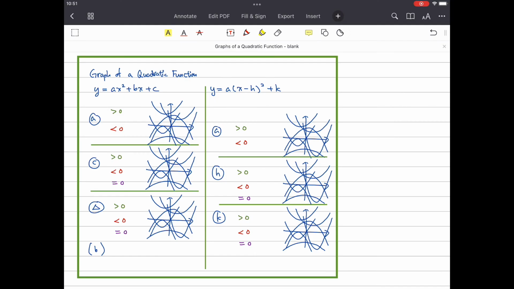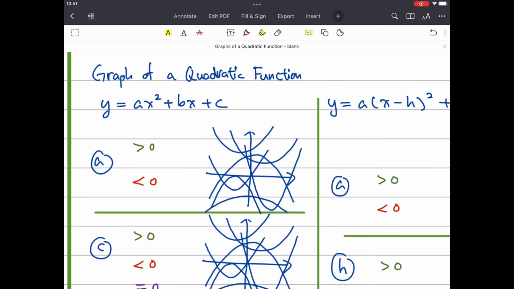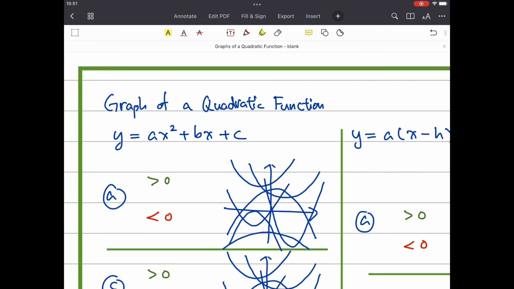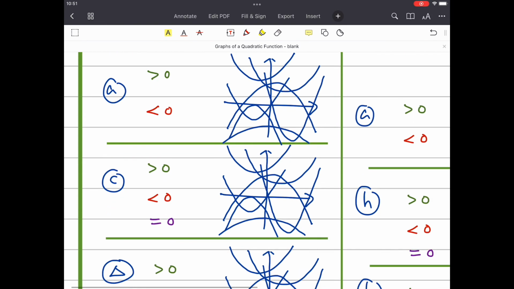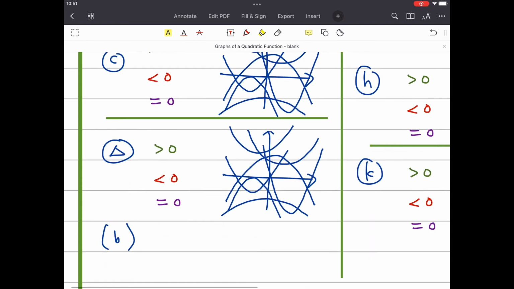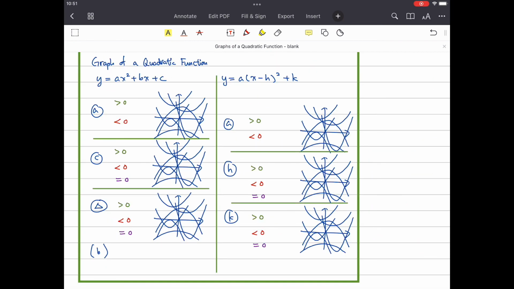To learn better, you are now given an exercise to try. For example, for a, you need to judge which curves actually refer to a greater than 0 and which ones refer to a smaller than 0. The answer will be shown very soon. You can pause the video to try by yourself first.